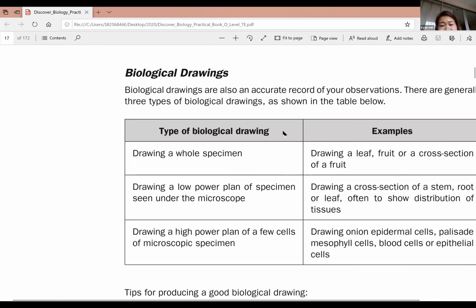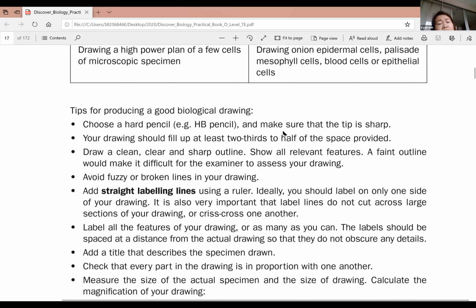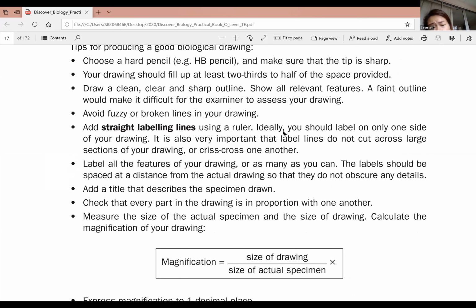Okay, then this is the one I'm gonna kill everybody. Magnification: you did very badly in that particular question in the prelim practical. Horrible, really horrible. I'm not sure what happened exactly. Okay, you must draw. Use a pencil, draw a clean, clear, sharp outline, and use straight labeling lines. You must label properly.